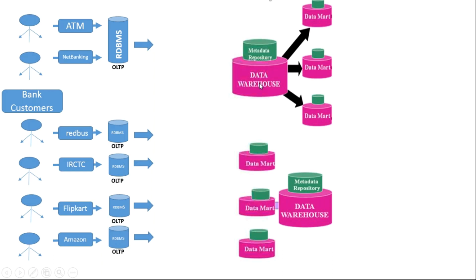So what is a data warehouse? I'll just give you an overview, but we have a separate class for this topic. So a data warehouse is an enterprise data warehouse, which consists of each and every piece of information of the organization. And a data mart is subject oriented. Subject oriented means it will have particular department information.